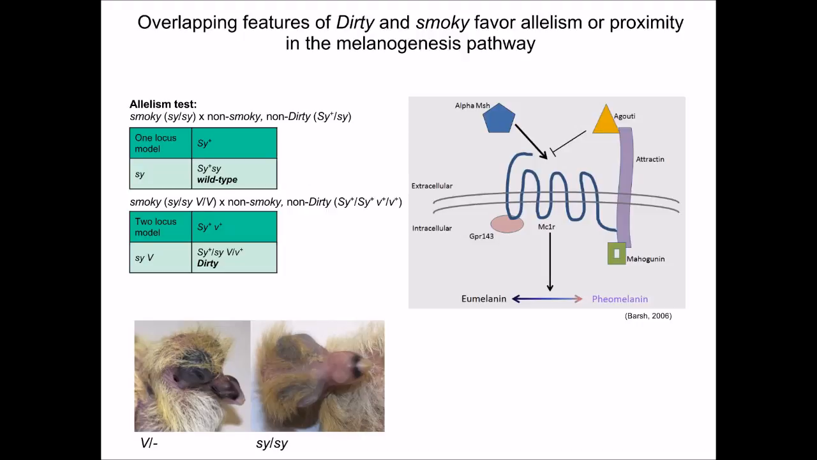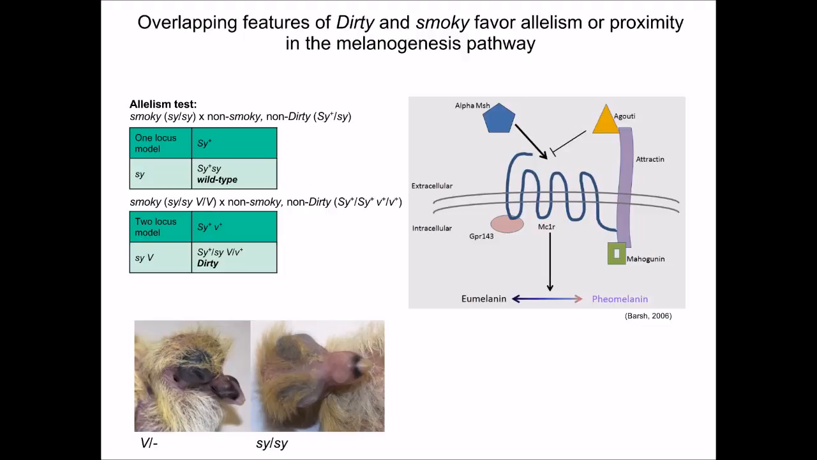And these two genes that we would test would be alpha MSH and agouti. However, the experiment is far simpler. What I did was I took a smoky bird from this pedigree and crossed it with an unrelated bird that was neither smoky nor dirty.